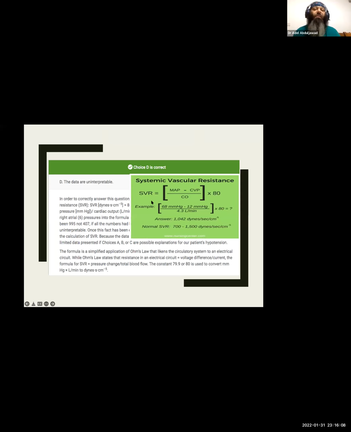Remember, systemic vascular resistance is MAP minus CVP divided by cardiac output multiplied by 80, and the normal SVR is 700 to 1500 dyne-seconds per centimeter to the power of minus 5.